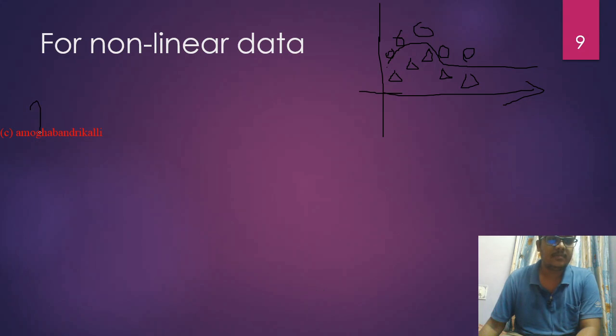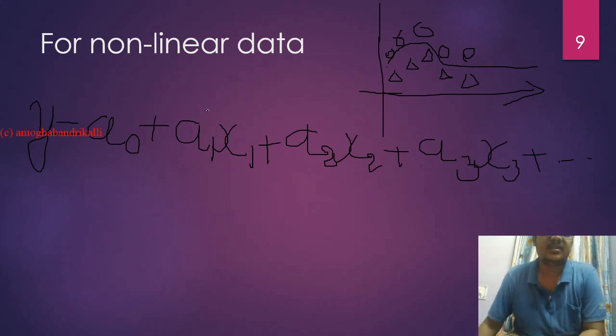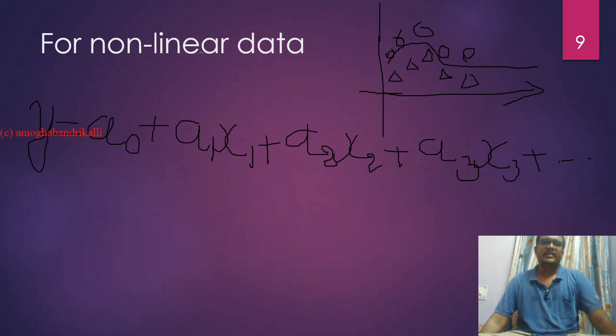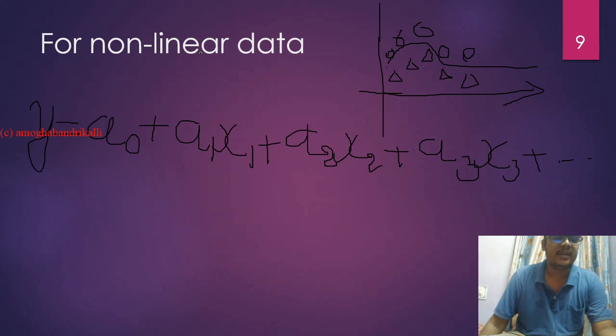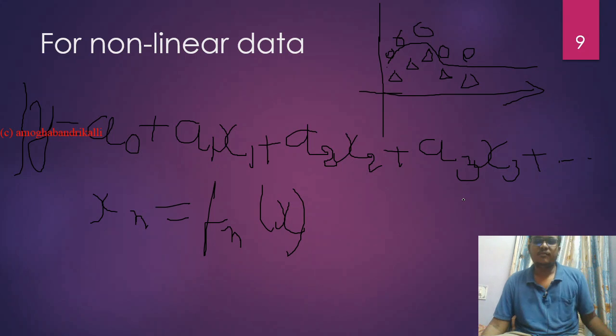The equation for multiple linear regression is y equals a0 plus a1 into x1 plus a2 into x2 plus a3 into x3 and so on. Here x is the input and a0 is the intercept value. This is called a multi-dimensional linear model. So x of 1 to n will be a function of x. Here function means it will have some equation.